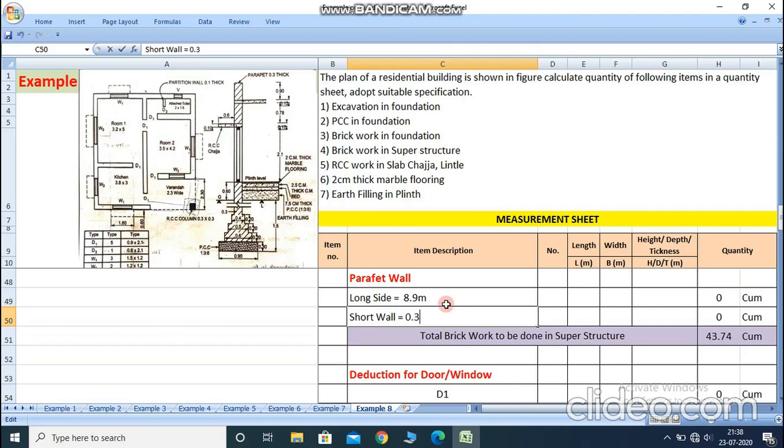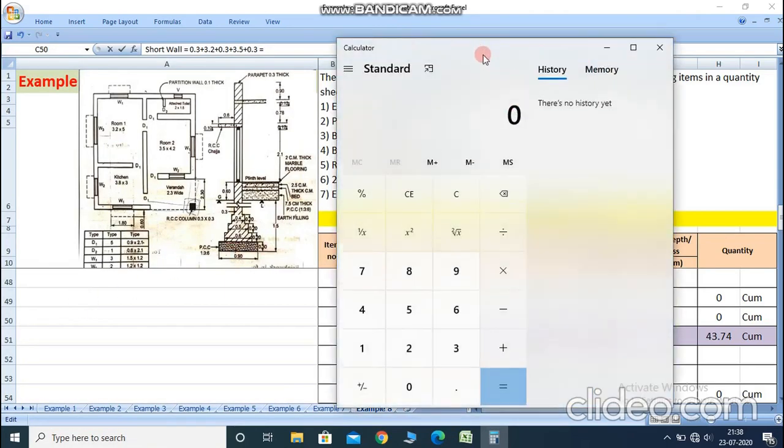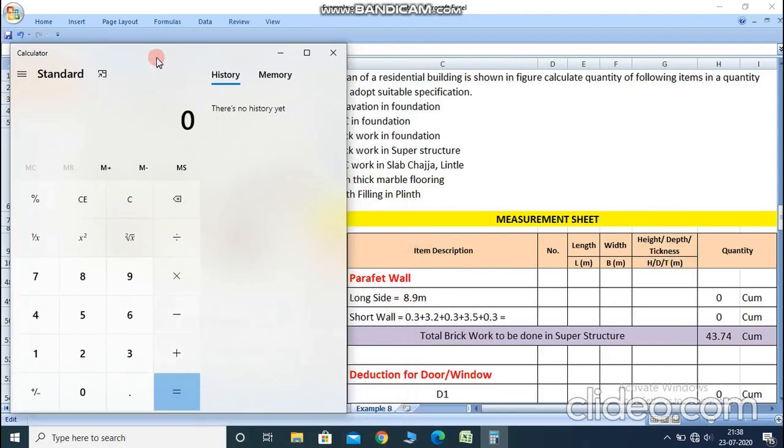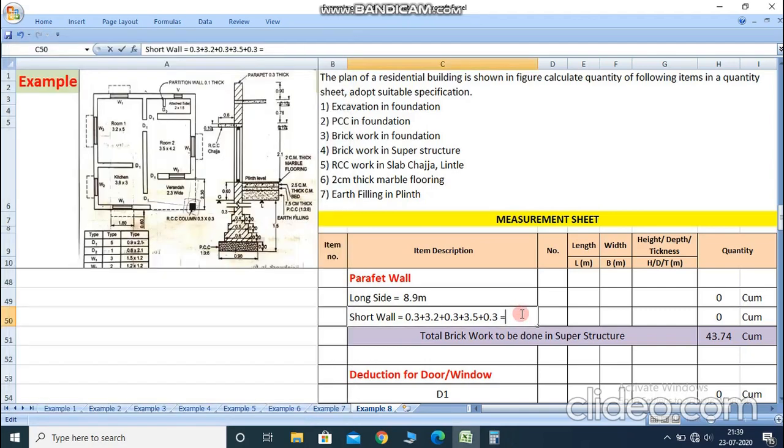So the short wall is 0.3 plus 3.2 plus 0.3 plus 3.5 plus 0.3. So the answer is 7.6 meter. So your answer is 7.6 meter.